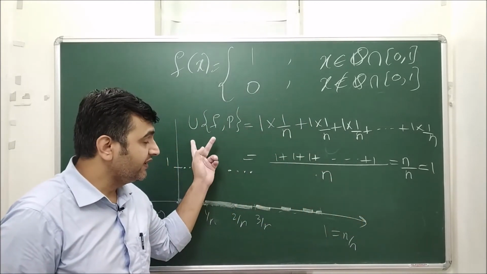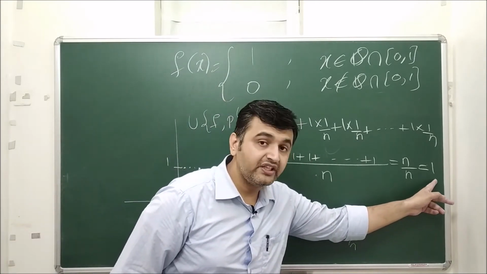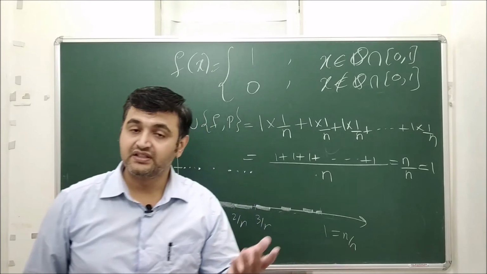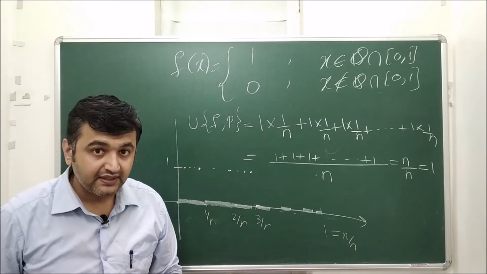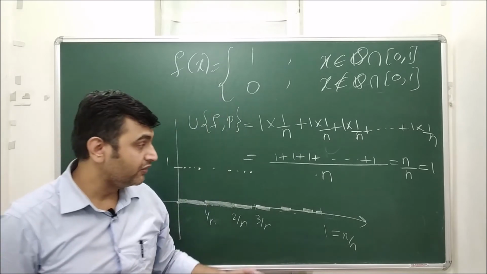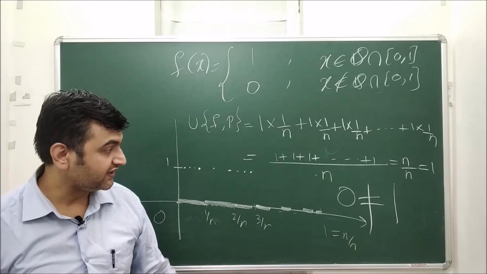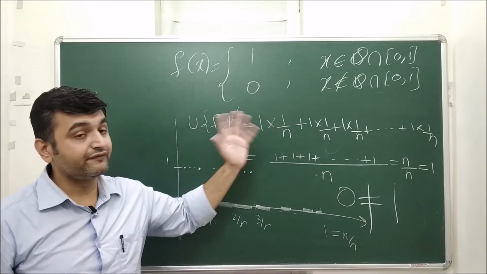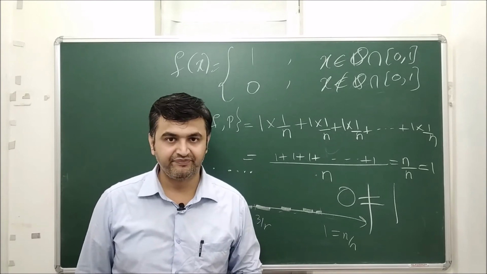So when I take the limit, what is limit of n going to infinity UFP? It is limit n going to infinity of 1. What is limit of 1? It is 1. So as we see, the limiting case of LFP is not equal to the limiting case of UFP. It is 0 and 1. Therefore, this function is not a Riemann integrable function.